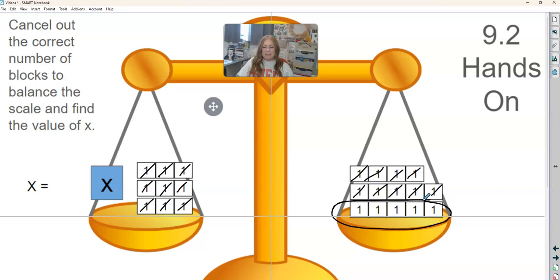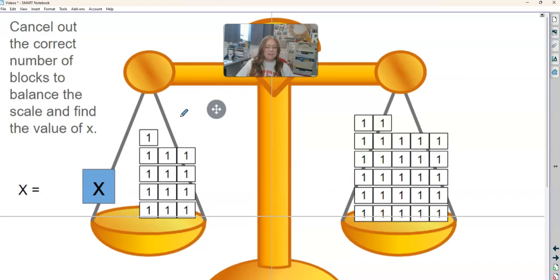And now I can count and see right here, what does x equal? How many are we left with to balance out that scale? If you do it to one side, you do it to the other. So we're just doing the opposite. We're trying to get rid of them and make them 0.